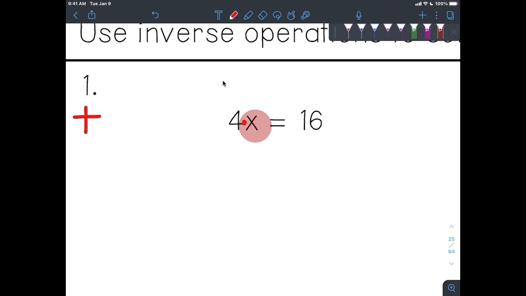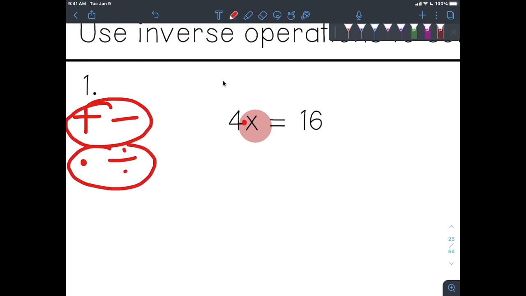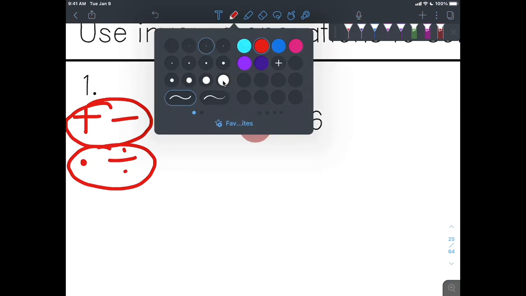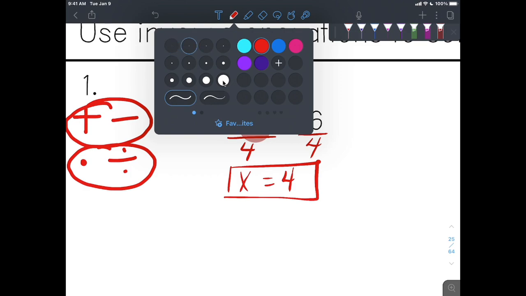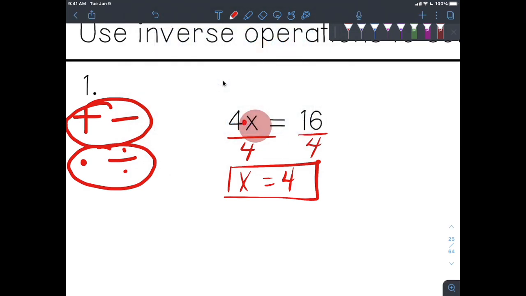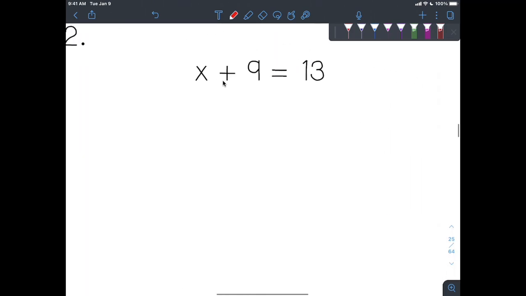And if I know my operations, the opposite of multiplication is division. So I will go ahead and I will divide both sides by 4. And I end up with my x isolated or by itself. And I also get my answer, x equals 4. So it doesn't matter what I see over here. I just do the opposite of it. So let's take a look at number 2.